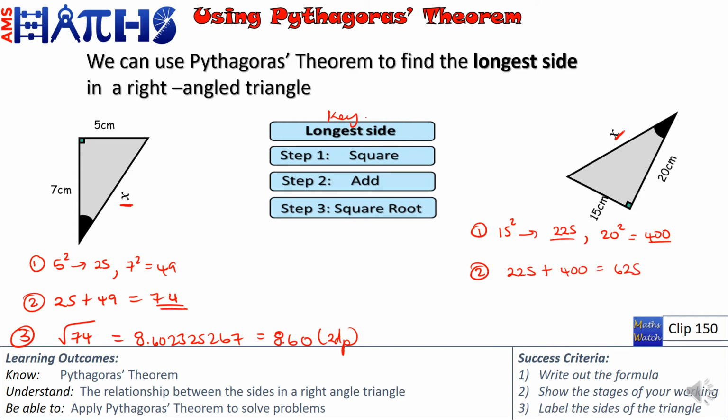Now what we need to do in our last step is to find the square root of 625. And that is going to give us 25. So therefore our length for the hypotenuse, the longest side, is 25 centimeters.